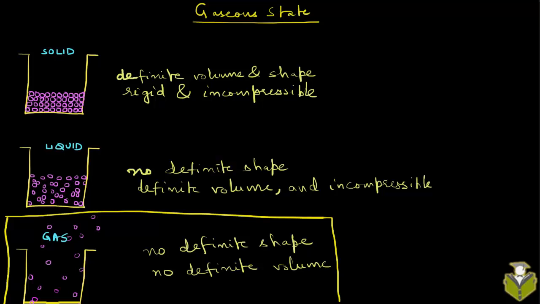In this video, we'll talk about the gaseous state of matter in particular. So now we know that solid, liquid and gas are the most common states of matter. And in fact, the gaseous state is the simplest form of matter and we are surrounded by an ocean of gases.